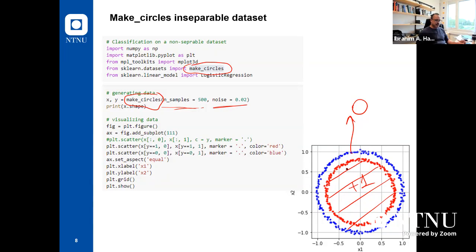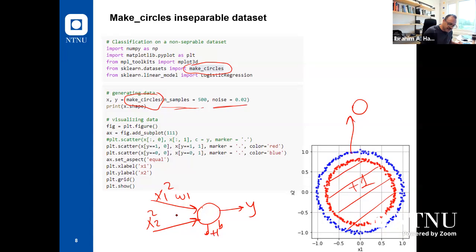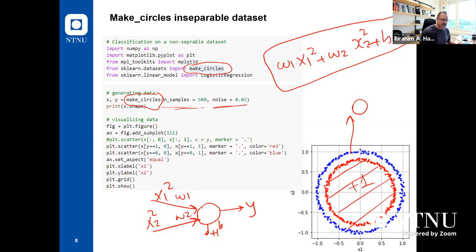We can try to use higher order features. Instead of using x1 and x2, we can use x1 squared and x2 squared, right? In fact, I can use a perceptron, and this perceptron will have two inputs: instead of x1, it will be x1 squared, and instead of x2, it will be x2 squared. We have here a bias, and this is the output. This is omega 1, and this is omega 2. So the decision line will be omega 1 x1 squared plus omega 2 times x2 squared plus b equals 0. This is the equation of a circle, in fact. So if we can find omega 1, omega 2, and b, we can draw this circle, right?